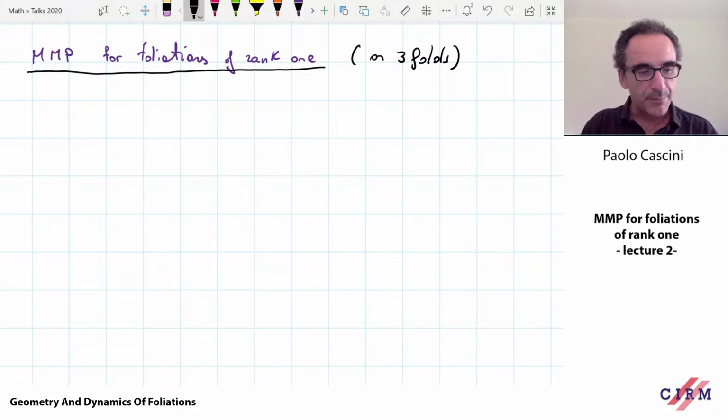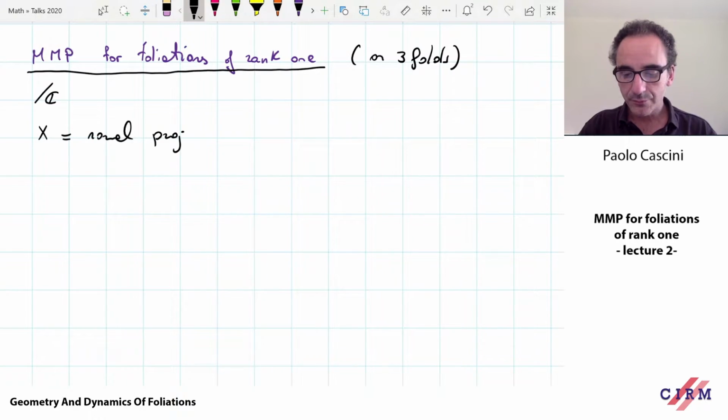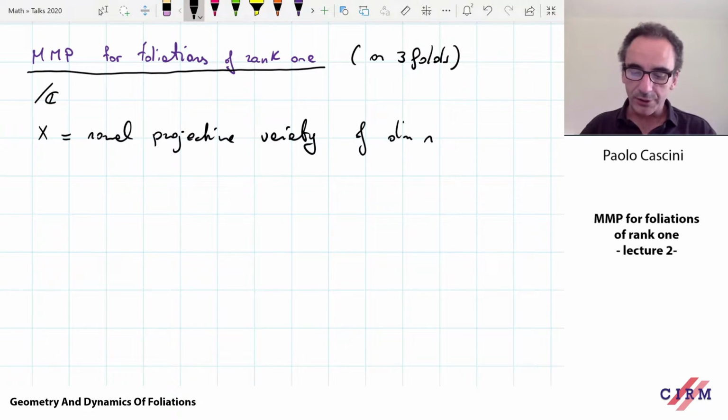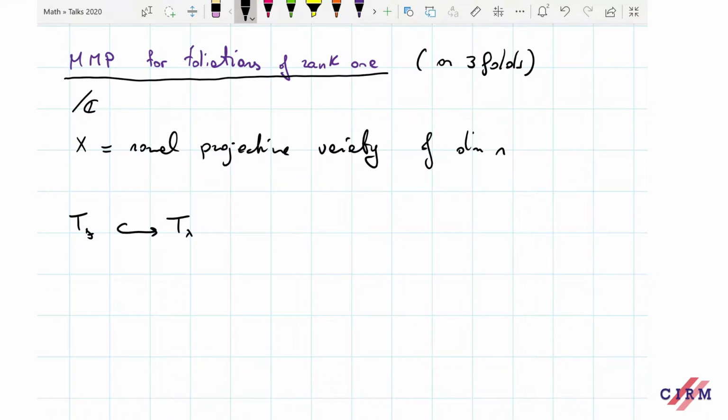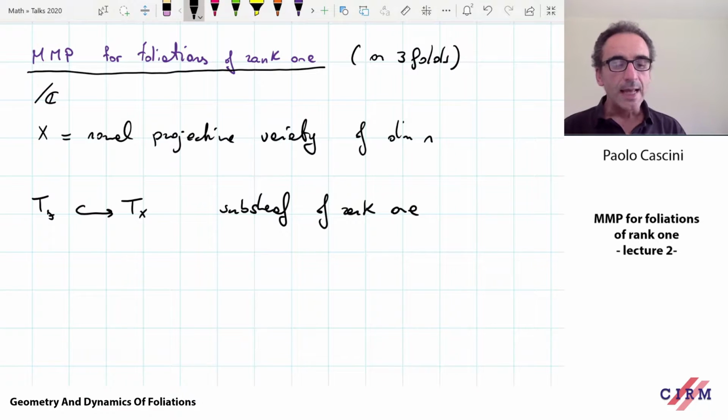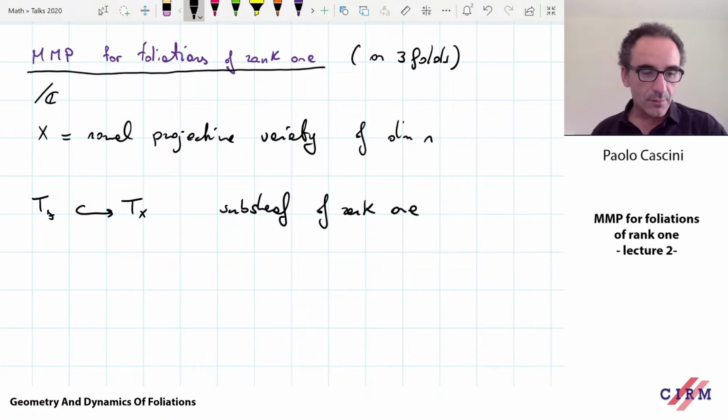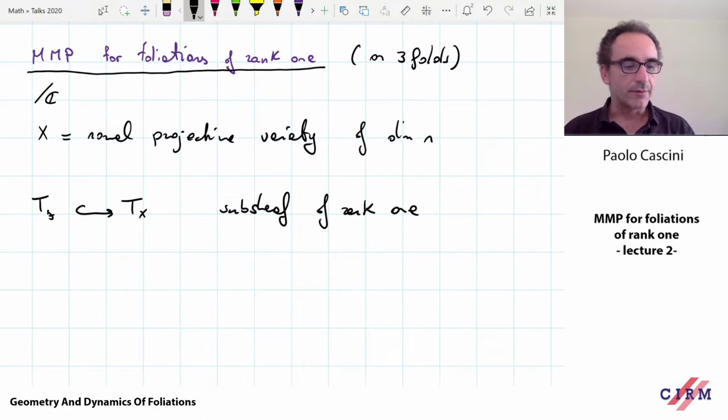So let me just start with the setup. As usual, we work over the complex numbers, and X will be a normal projective variety of dimension n. Okay, so what is a rank 1 foliation? Well, clearly it's given by a subsheaf of the tangent sheaf of X of rank 1, which of course is saturated in the sense that the quotient does not have torsion, and it automatically satisfies the fact that it's closed under the brackets because it's rank 1.